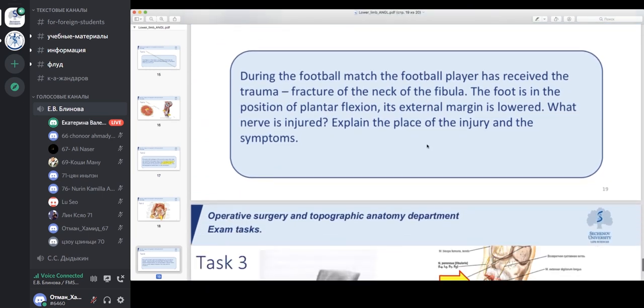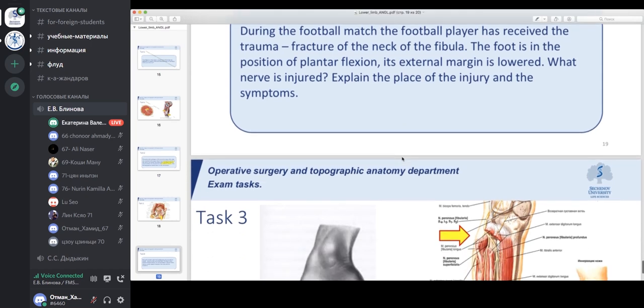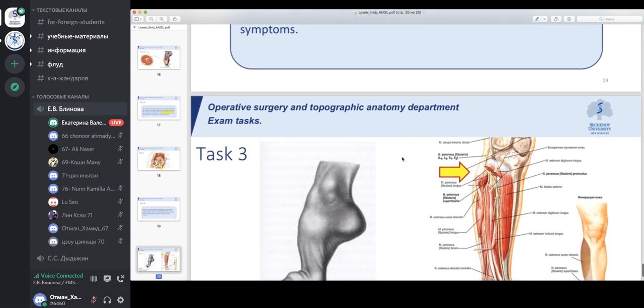During a football match, the football player received a trauma, a fracture of the neck of the fibula. The foot is in the position of plantar flexion, its external margin is lowered. What nerve is injured? Explain the place of the injury and symptoms.